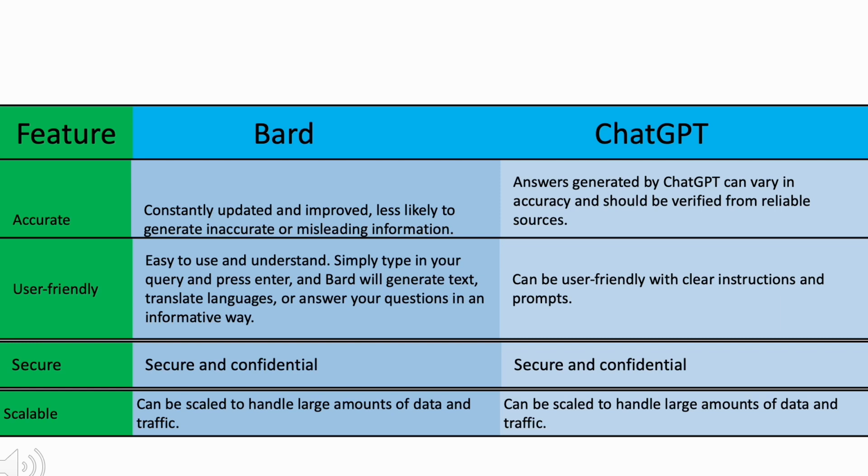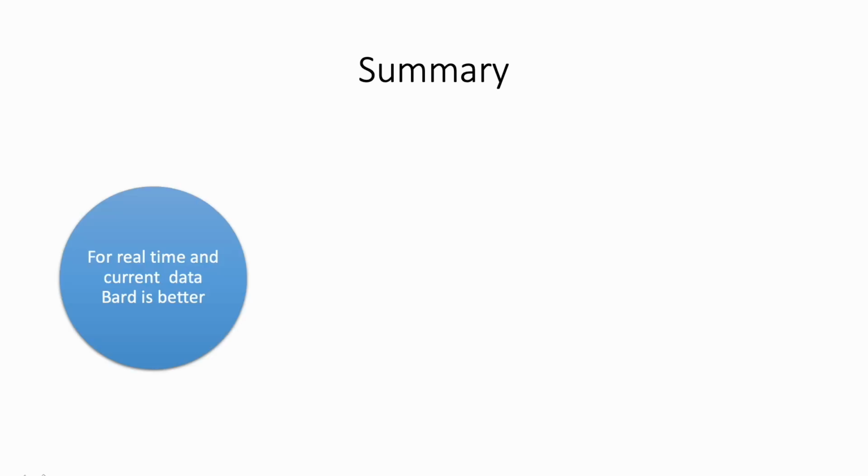Based on the data we shared, you can judge which one to use where, based on your use cases. Okay, let's look at the summary. After comparing those features, I've put together a summary. If you require current, real-time data, then I think Bard is better, because it takes data from Google search and mixes it with the large language model from past data. So for real time, Bard is definitely better.